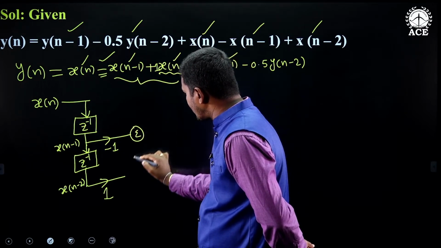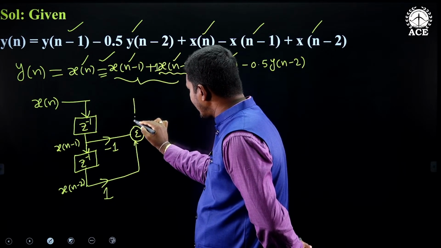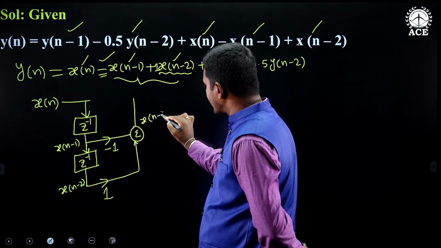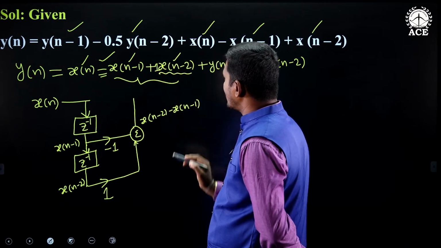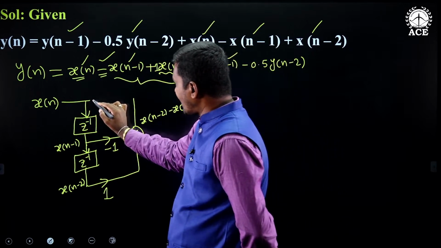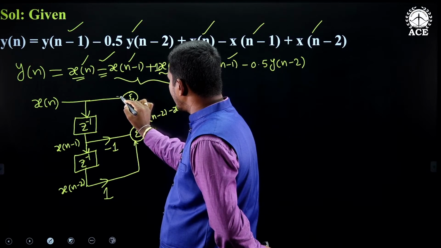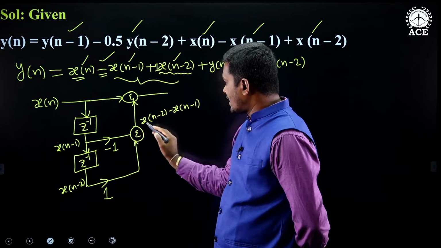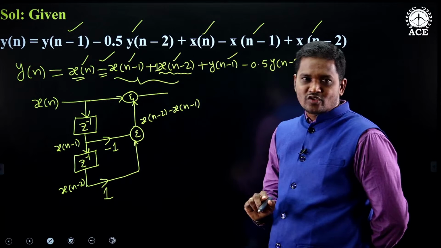So, let us take one summer and do the addition. What is the output of this summer? x of n minus 2 minus x of n minus 1. Means these two are over. For this, I need to add x of n. x of n is already here, so just directly add by using a summer. The output of this summer is nothing but x of n minus x of n minus 1 plus x of n minus 2. Input side is over.